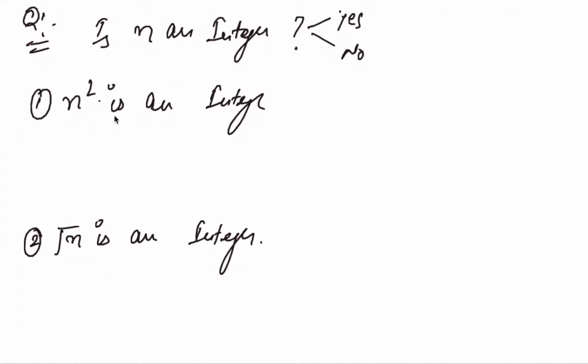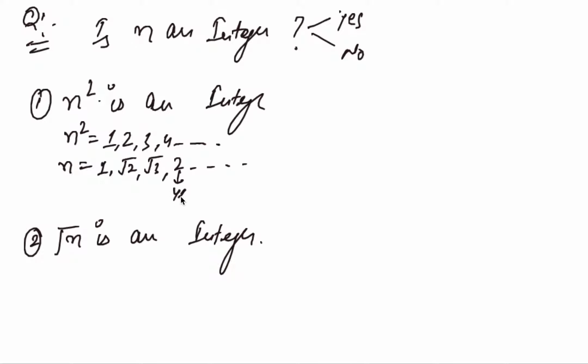The first statement I want to prove not sufficient. So you start writing it this way, that n square is an integer. That means n square may be 1, 2, 3, 4, etc., because 1, 2, 3, 4 are all integers. Which means n may be square root of 1, which is 1, or the square root of 2, which is 1.414, or the square root of 3, which is 1.732, or the square root of 4, which is 2, etc.